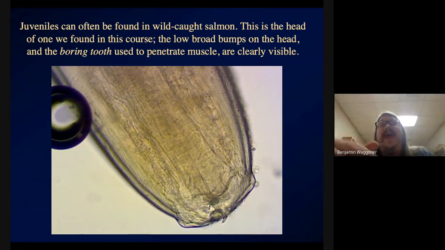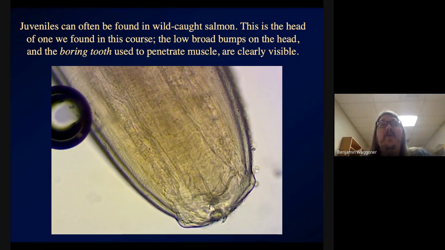This is actually the head of one that we found in lab a couple of years ago. Hopefully everybody has seen these. I know not everybody got to find them in your salmon. Yesterday, most people got nothing, but one person found 11 and one person found 10. So dang, there you are.